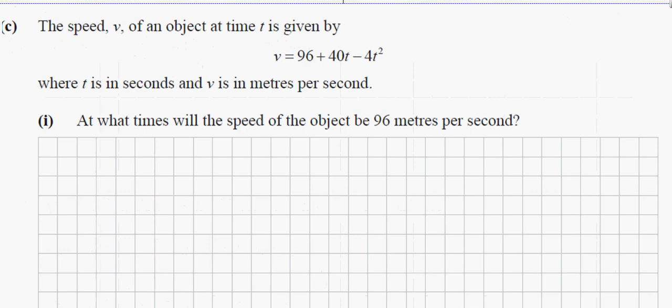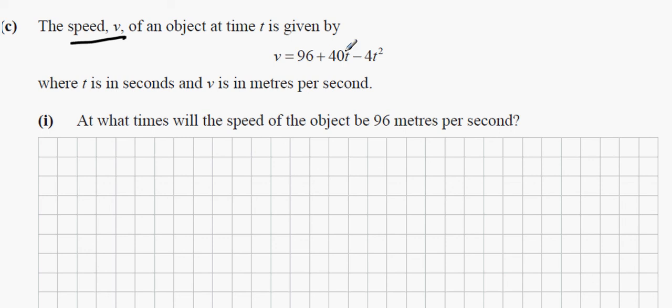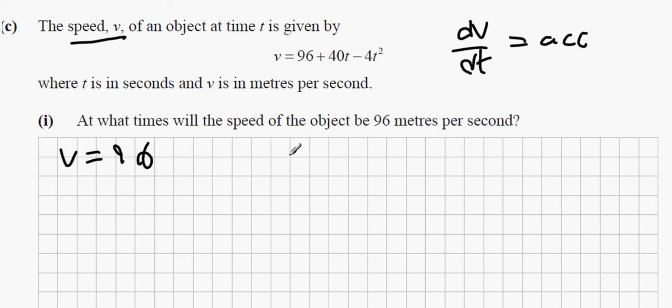Now, next one. The speed v of an object is given by v equals 96 plus 40t minus 4t squared. This means the first derivative is acceleration, okay? Because remember, the initial equation is given in terms of v. At what times will the speed of the object be 96 meters per second? So v equals 96, which means that 96 equals 96 plus 40t minus 4t squared.